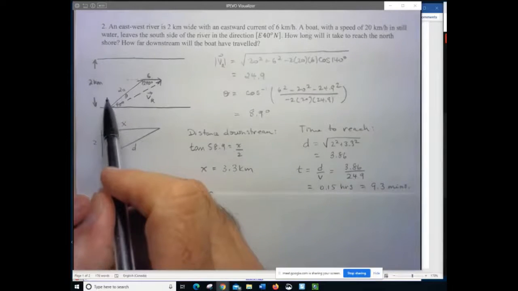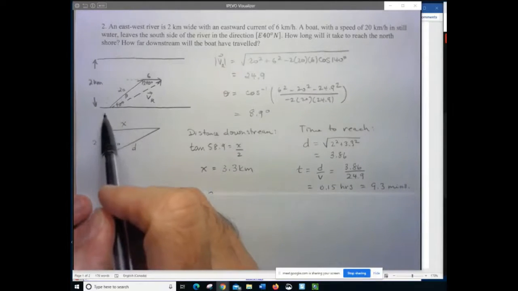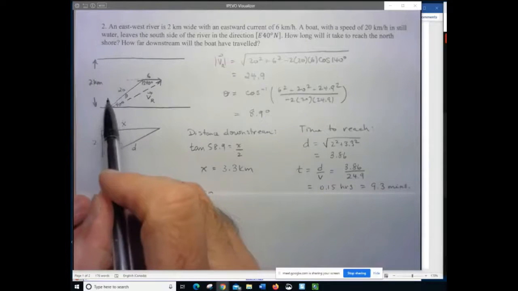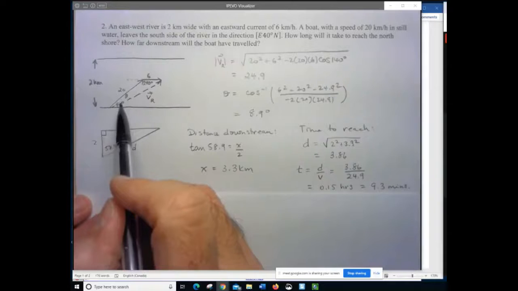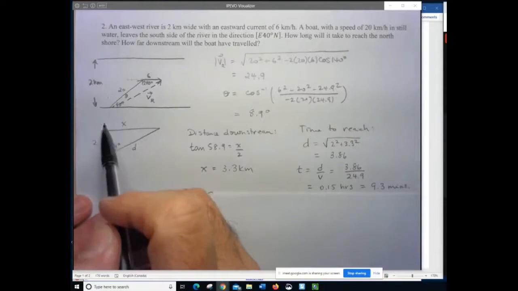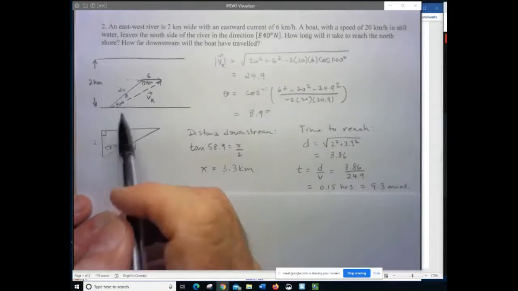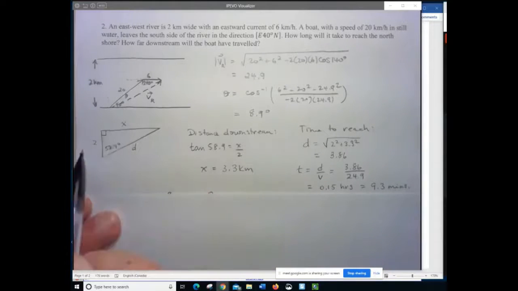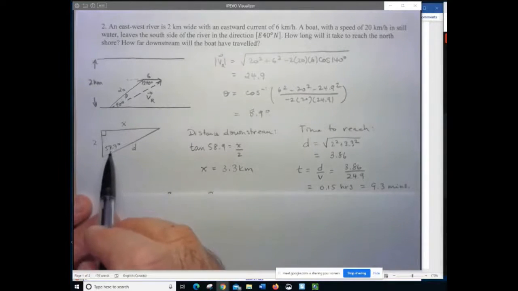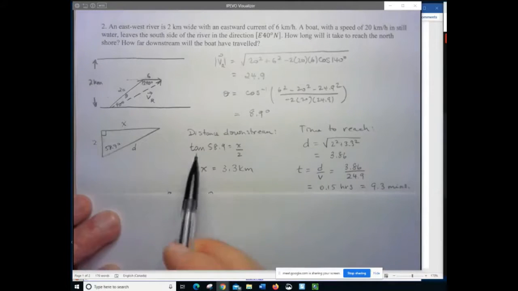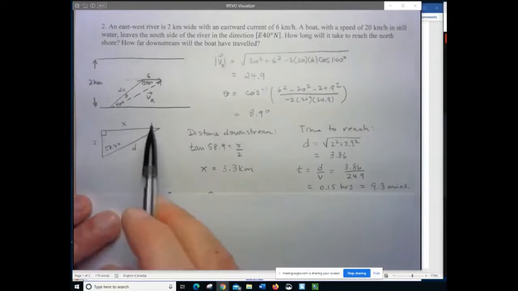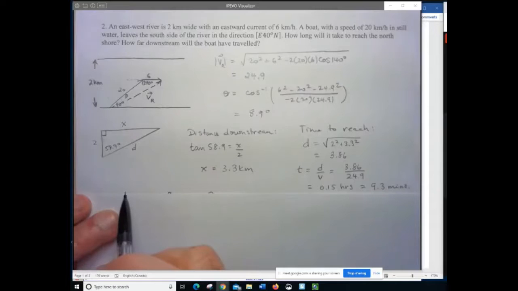Okay, meaning that if I draw a little line there, what remains is 50. So it's just going to be 50 plus this angle theta that I found from the previous question. Okay, so that's how I got this angle of 58.9. So I'm able to calculate the distance just using nice, easy trigonometry.